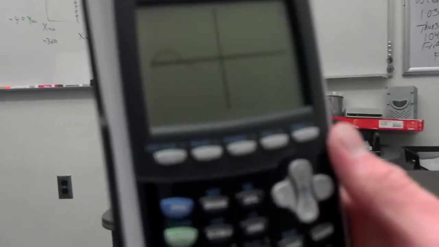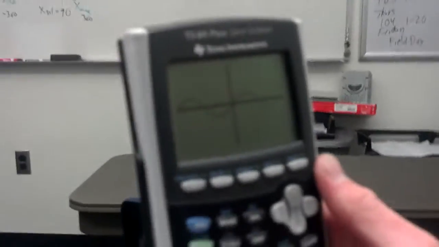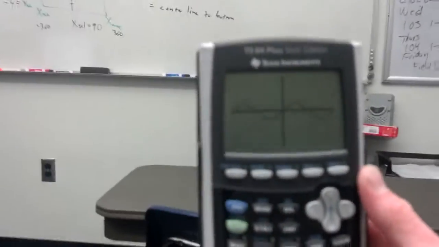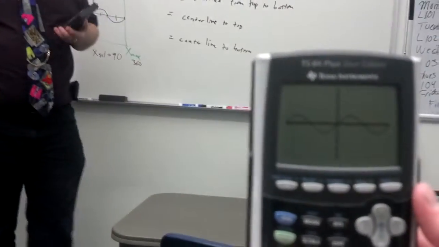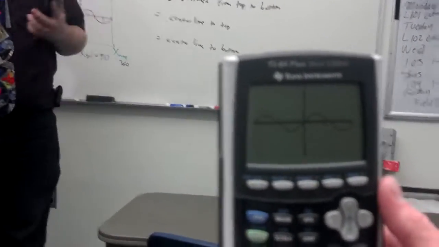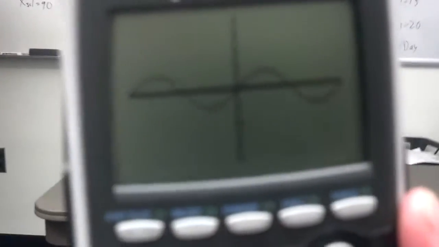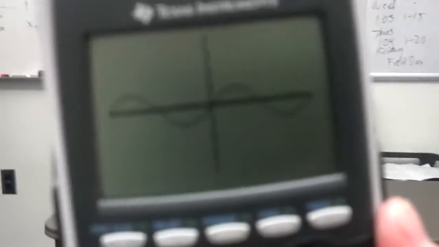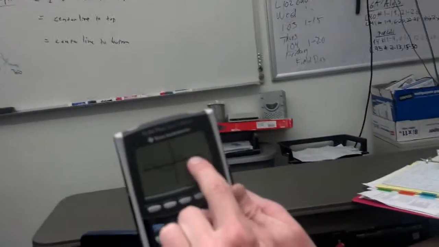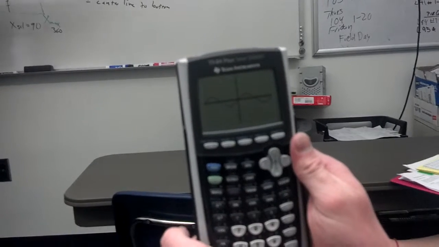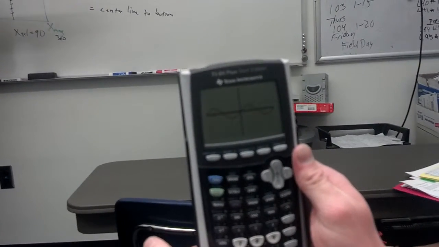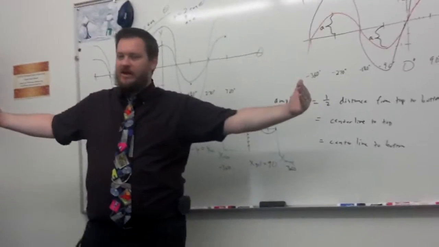Take a look at your x-axis. It looks like a very thick x-axis. What the calculator is trying to do is put a tick mark at every single degree. We have exceeded the limits of the display of the calculator. If you're talking about degrees, going from negative 360 to 360, there's no way that this calculator is able to draw 720 little tick marks from one end to the other.